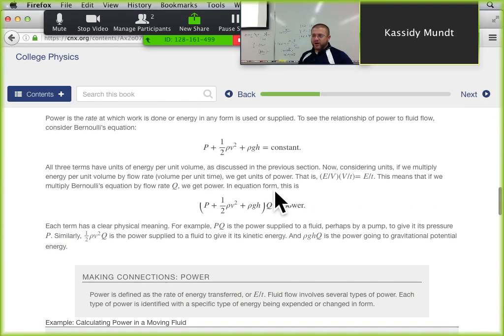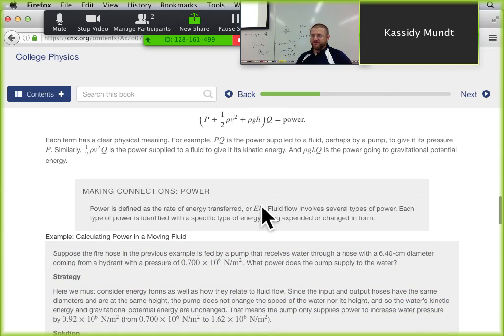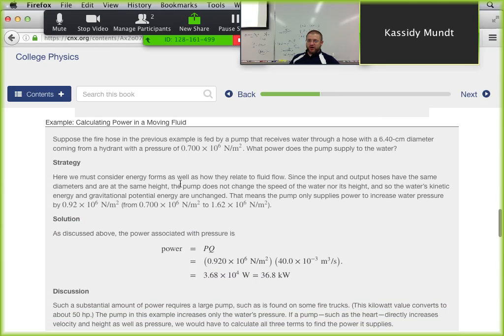So, anyway, what if we wanted to make some power with this stuff? If we want power from flowing fluid, like in a hydroelectric dam. Well, remember, power is energy per time, and all the stuff in Bernoulli's equation is energy per volume. So we need to multiply everything in Bernoulli's equation times volume, and then divide by the time it takes to get this out. So you have the hose. Here they're going to calculate power in a moving fluid. We have a hose that's fed by this pump. It's got this diameter. It's coming from this hydrant with the pressure, just like we did before.